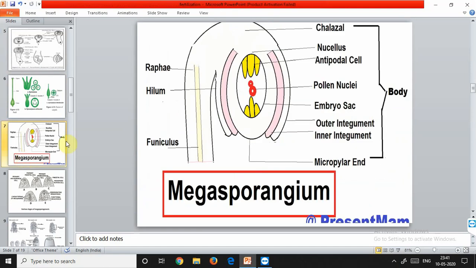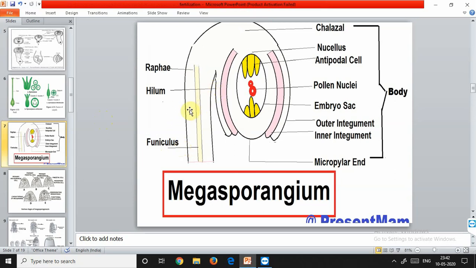So in the diagram, you can see what a typical ovule looks like. It is a ridge or a stalk-like outgrowth, and it is formed from the placenta. The placenta was present inside the ovary. Then each ovule is attached to the placenta by means of a thin stalk called funicle or funiculus. This is the funiculus through which the ovule is attached to the placenta. The point of attachment of funicle with the ovule is called hilum.